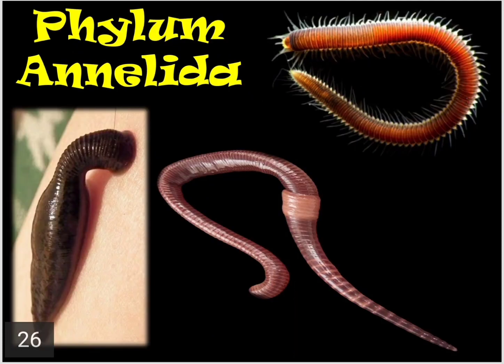Next, we move on to phylum Annelida. The body of these animals is long, cylindrical, and metamerically segmented, means they are also like worms, but they have segments present on their body. In Aschelminthes, the body was smooth. They did not have any segments. But in Annelida, the special property of these animals is that their body is segmented.